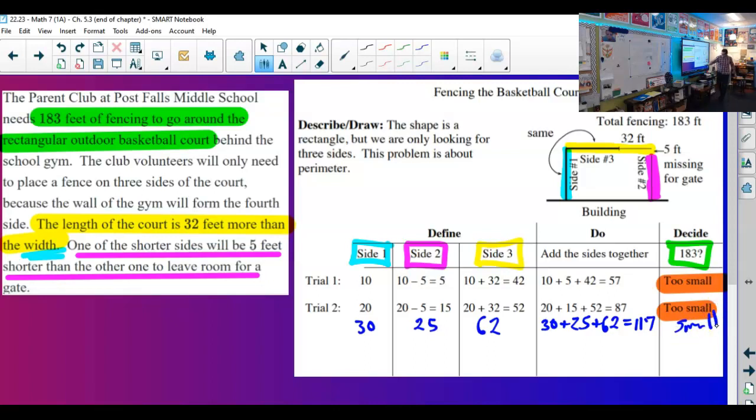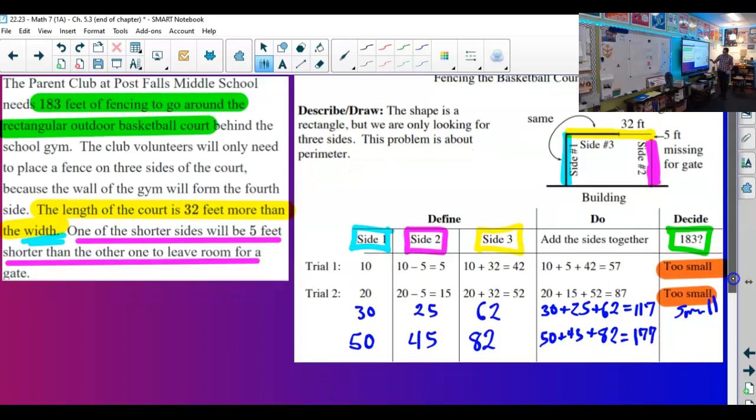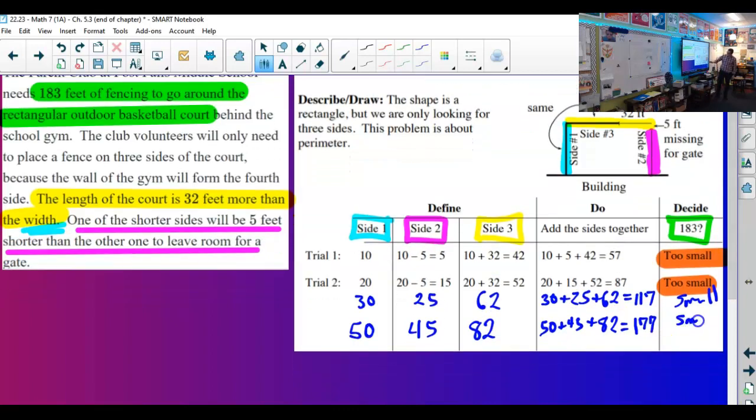Alright, 50 next. So 50, then if I do x minus 5, 45. And then add 32, 82. Ooh, this one might get a little closer. Then 50 plus 45 is 95, plus 82. What'd you get for the answer, Christian? 177. Oh man, we're still too small.